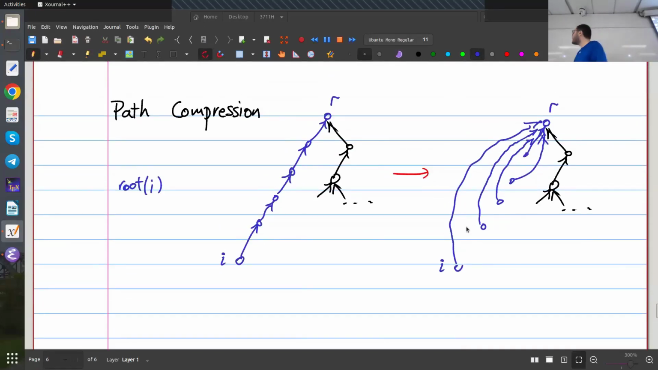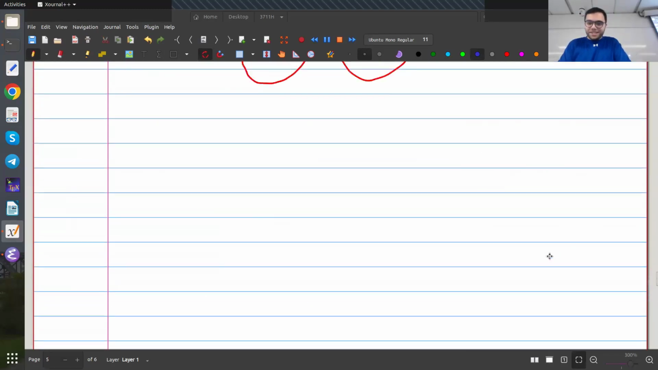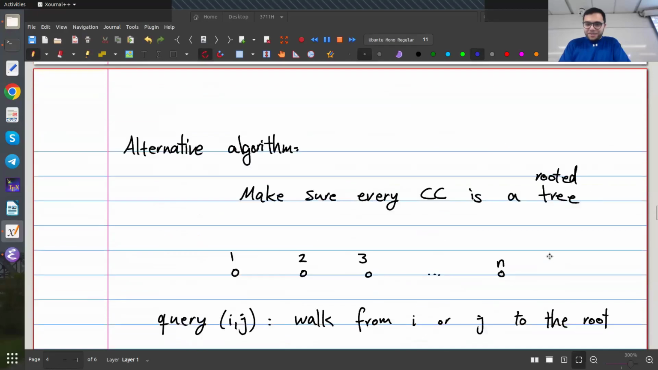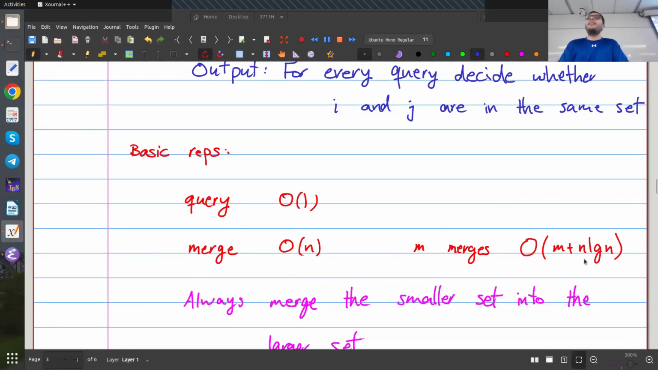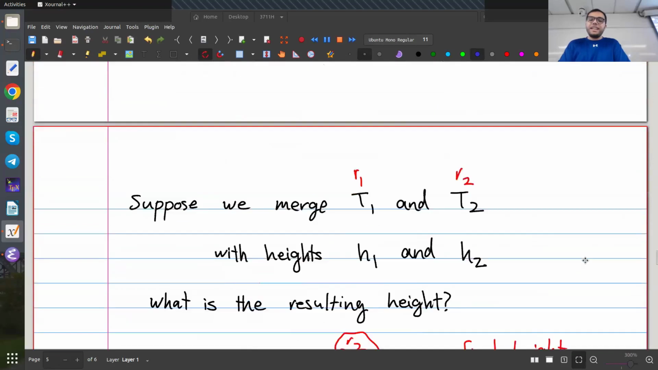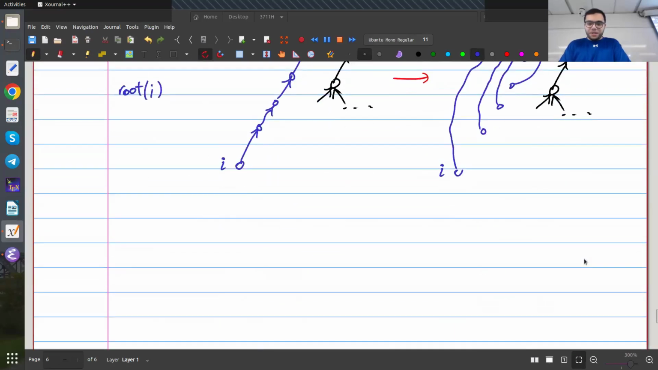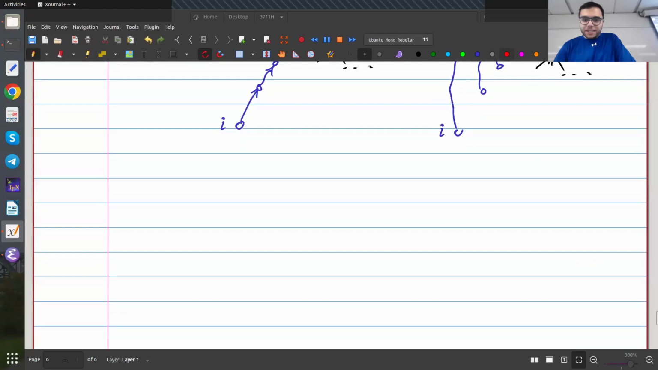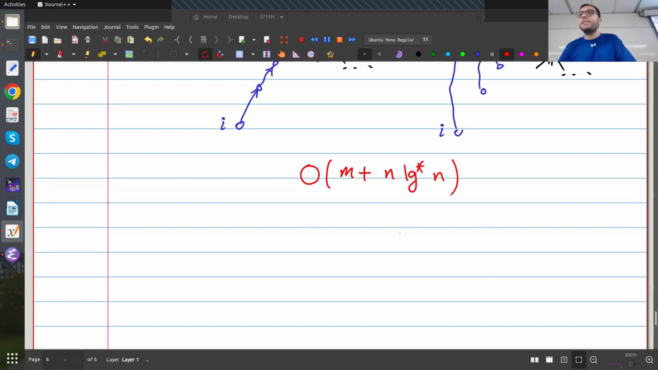Now, a fact that I cannot prove in 3711, but I'm going to give you a video for it, is that this actually reduces the runtime. So previously, if we did m operations, our total runtime would be this. It would be m plus n log n, right? Now, my total runtime would decrease to m plus n log star n. So the log becomes a log star.